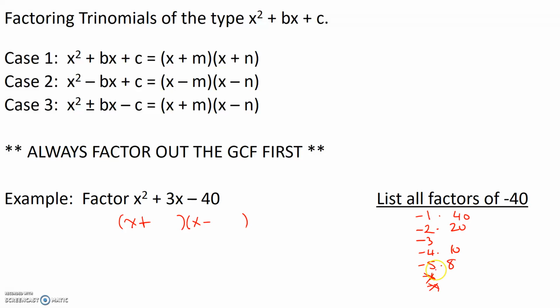We need to find the pair that adds to positive 3. So this pair will be -5 and 8. So this is x minus 5 and x plus 8.